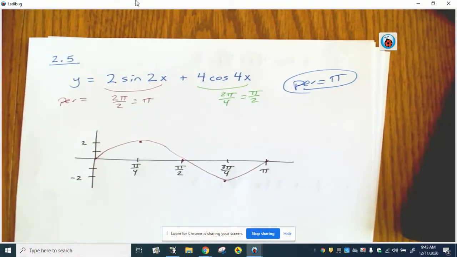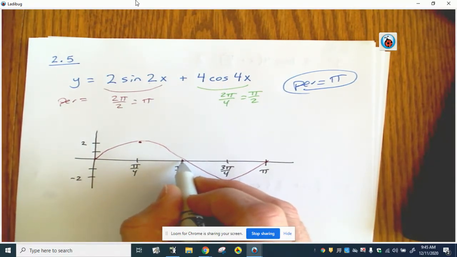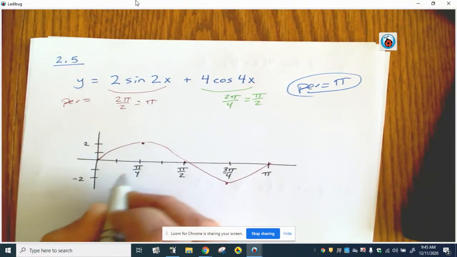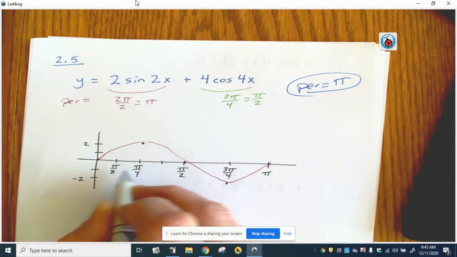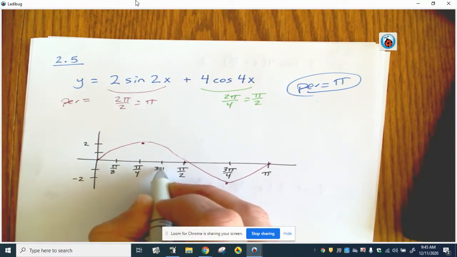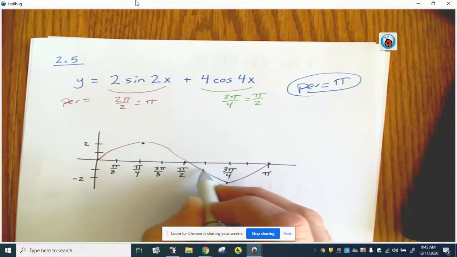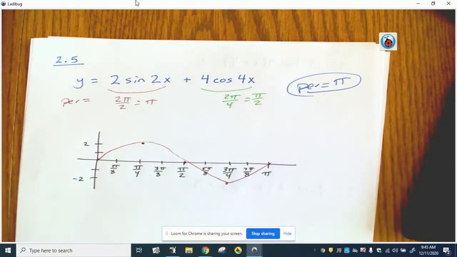Okay, and now we have to draw the other one. The other one has a period of pi over 2, so we're going to be done by the time we get here, which means we need some more points in here. The midpoint here is going to be pi over 8. Then we can pretty much just count by eighths: 1/8, 2/8, this would be 3/8. We are going to end up needing these as well: 4/8, 5/8, 6/8, this would be 7/8. And then we can draw that other curve.